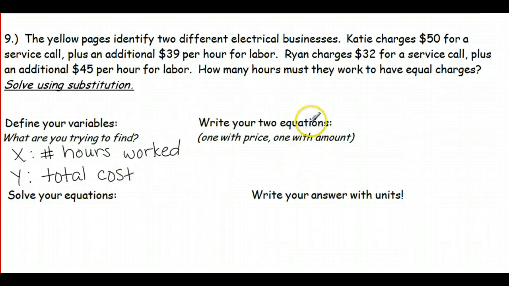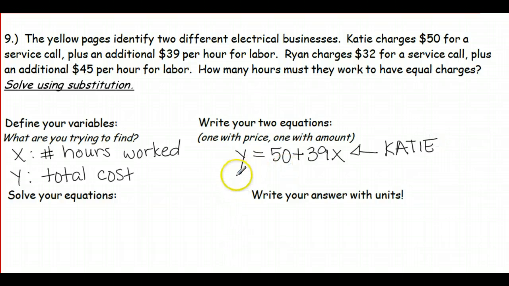So our first equation for Katie would be that Katie's total charge is $50 for a service call plus $39 per hour, and we don't know how many hours. So this is Katie, and if you want to write that, you can. Again, these are your notes. Then Ryan's total cost will be $32 for a service call plus $45 an hour. And that is Ryan. So we want to know when will they equal each other.